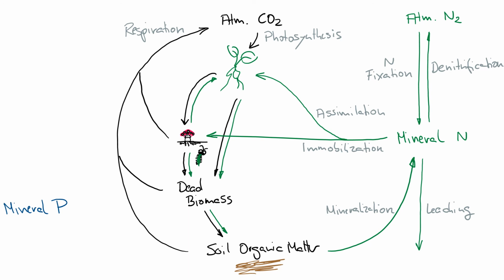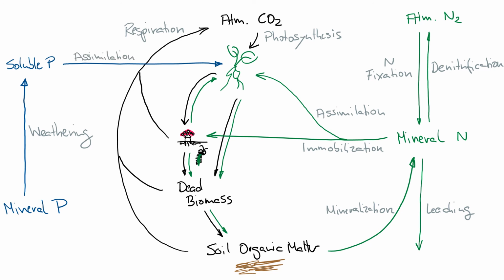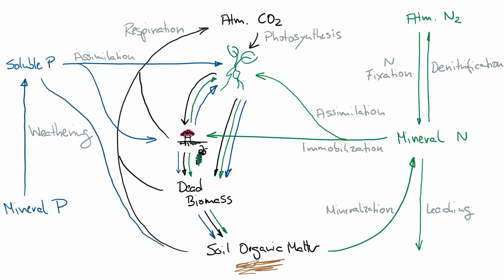which starts out as a mineral form, an insoluble form, that through weathering processes turns into a soluble phosphorus form, which then can be assimilated or immobilized much the same way that nitrogen does. And it cycles through the food chain and undergoes decomposition just like most of the other nutrients, and then gets freed again or returned to a soluble form through mineralization.